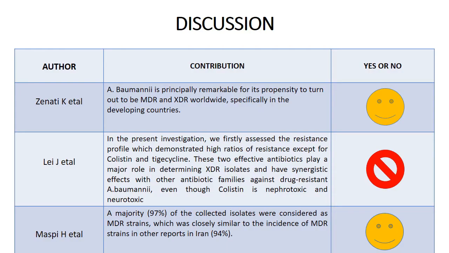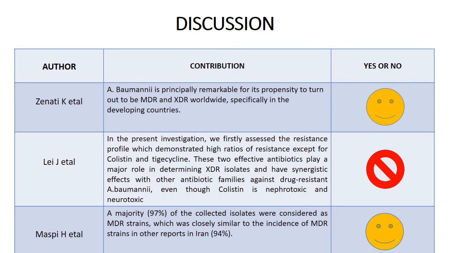Discussion. There were some other authors who talk about the results that we were talking about before. For example, Senati K and others said that A. baumannii is principally remarkable for its propensity to become MDR and XDR worldwide, specifically in developing countries. And there is a happy face because what Senati said was in the article.